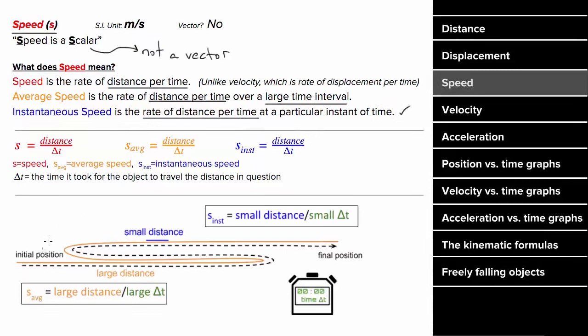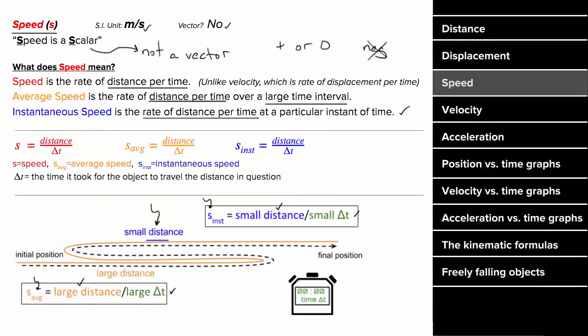In other words, if an object's taking a long winding path, you could find the average speed for the entire trip by taking the total distance for the entire trip and dividing by the time it took to travel that distance. Or to determine the instantaneous speed, you could look at an infinitesimally small distance and divide by the time it took to travel that infinitesimally small distance. The units for speed are meters per second. It is not a vector, and speed can only be positive or zero. Speed can never be negative.